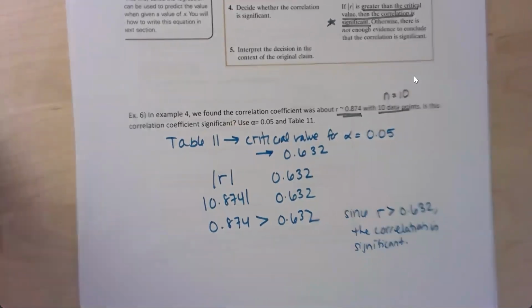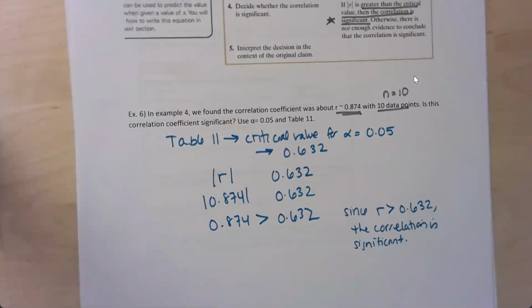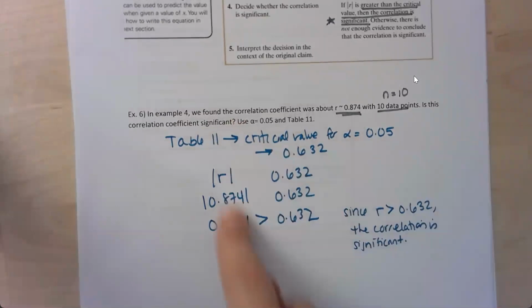So now I have really three things that have told me that we do have correlation here. I saw my scatter plot. I calculated my R value, which seemed to be pretty high to begin with. And then now I looked at my table, I found that critical value. And now I can really be more confident that there does seem to be a correlation.